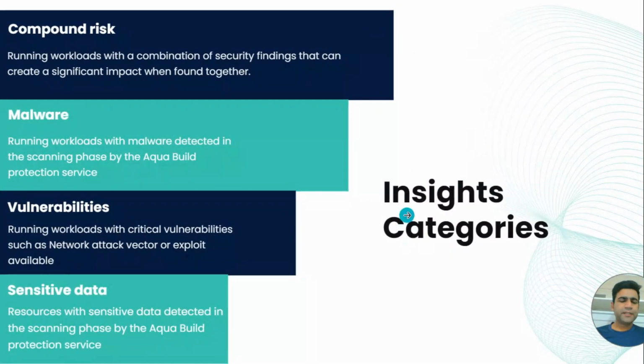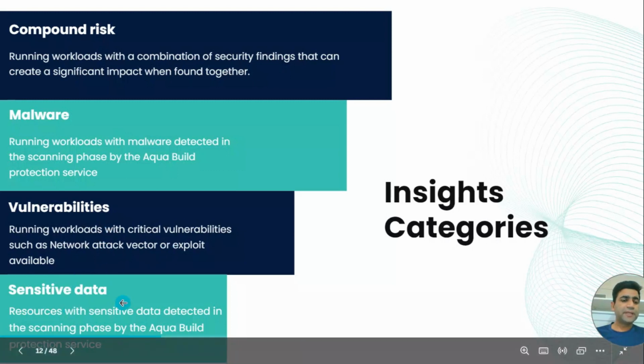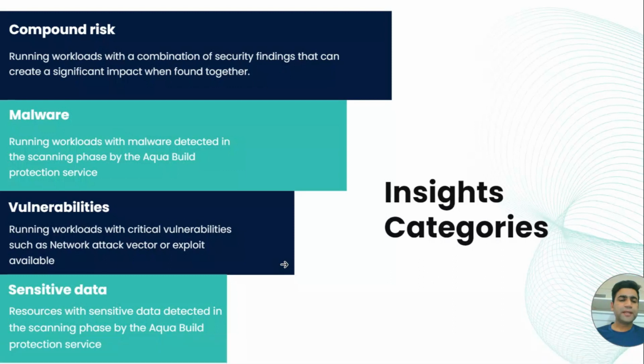These are the categories based on different classifications. The first one is compound risk, next is malware, there could be vulnerabilities, there could be sensitive data that's present in your resource and that's exposed over the internet, that attackers can easily inject and hijack that data.